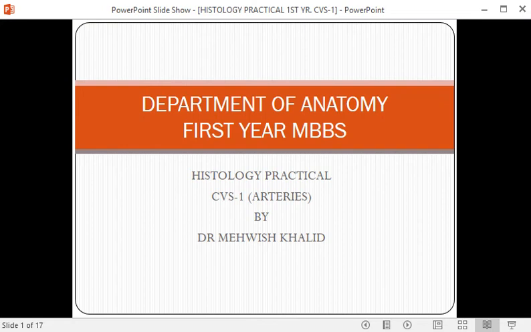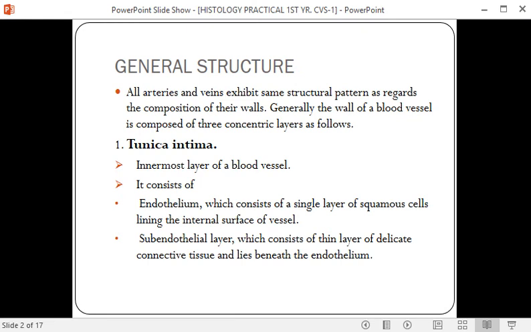Bismillahirrahmanirrahim. Today our topic of histology practical is arteries. First we'll discuss the general structure of blood vessels. All arteries and veins exhibit the same structural pattern as regards the composition of their walls.